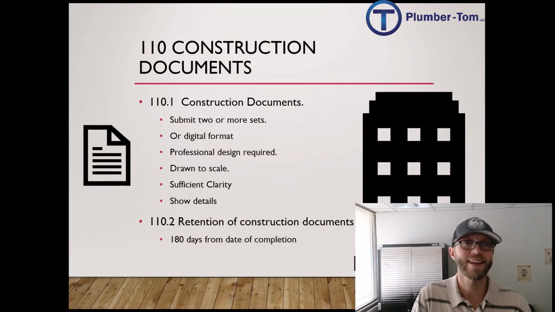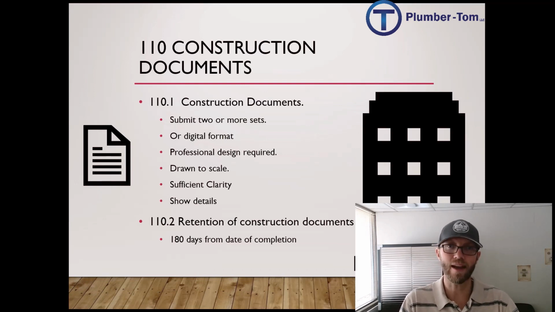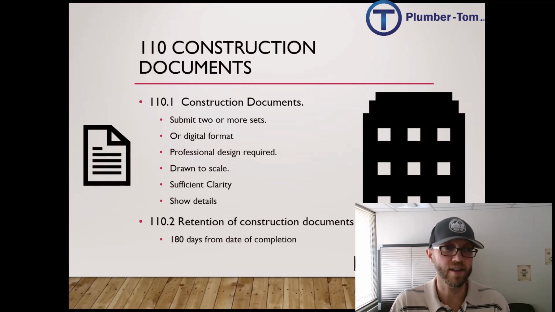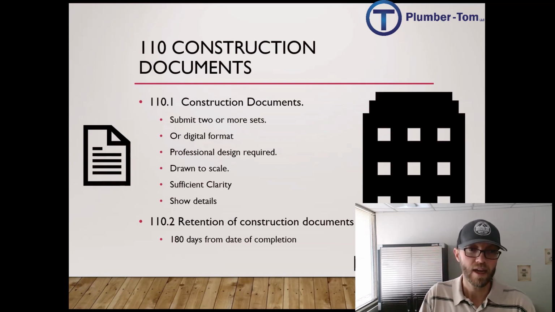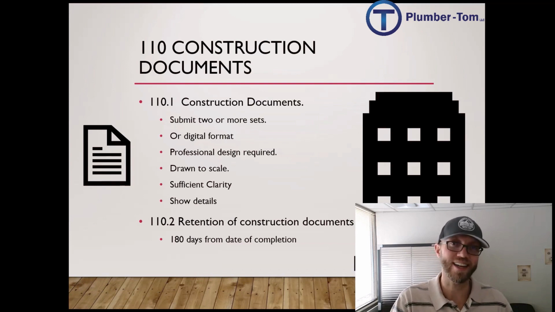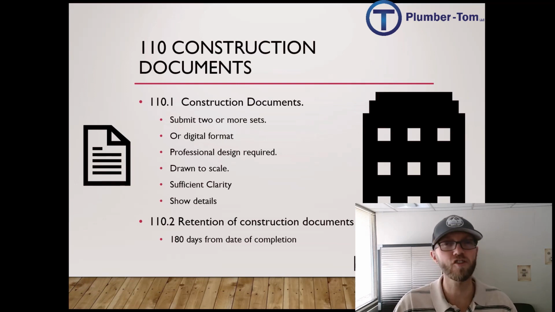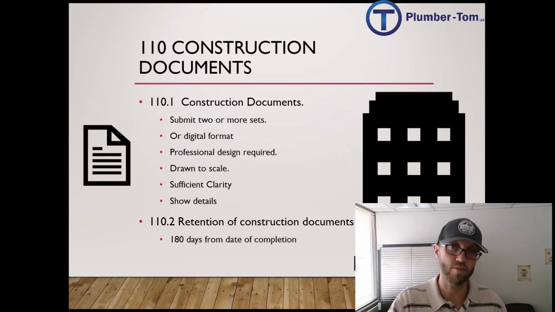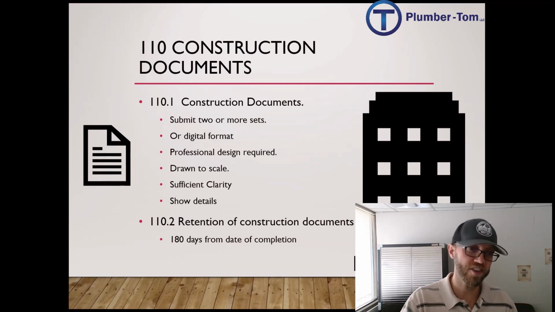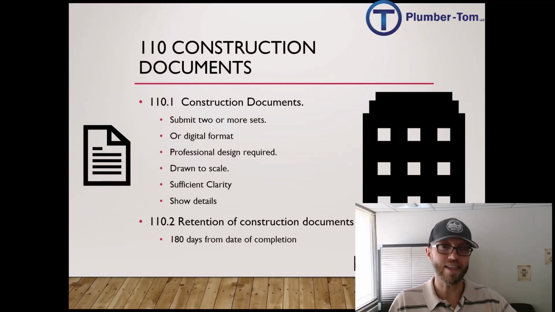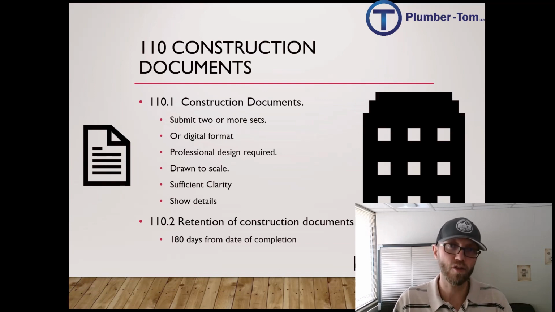Section 110, construction documents, and this really outlines what is required. Section 110.1, construction documents include 2 or more sets of a plan, or you can give them a digital copy and then they can see and copy as many as they need. It does have to have a professional design. That means just like I needed my barn engineered, someone who actually professionally designs these things has to create those plans. It needs to be drawn to scale, have sufficient clarity so they can see what it is, and show details of structure and other things that will be built.